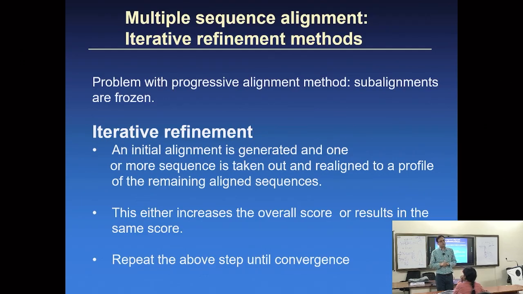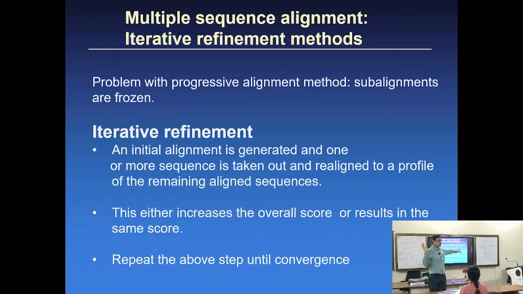Okay, so then people thought about approaches that can help in defreezing this alignment and increasing the score of the alignment, which means making it better. One of the approaches is called iterative refinement. Iterative refinement means that once you have generated a multiple alignment, you take out randomly one sequence from the alignment and align that sequence against a group of the remaining sequences using profile alignment.